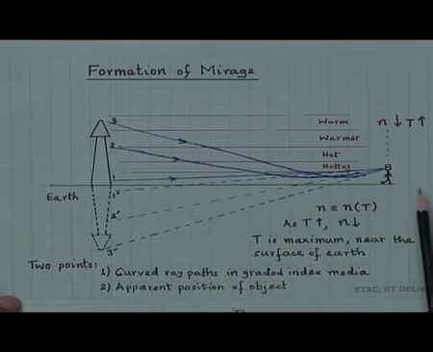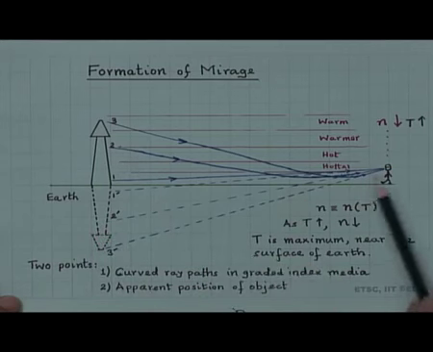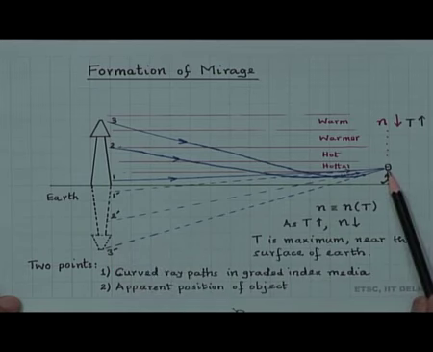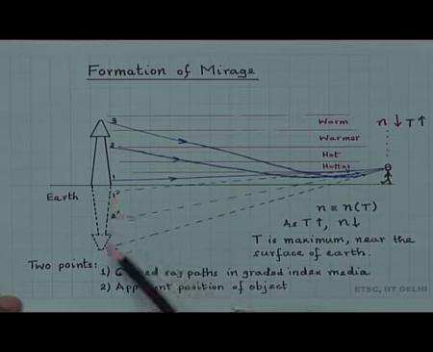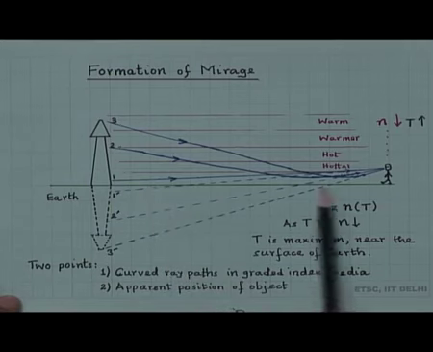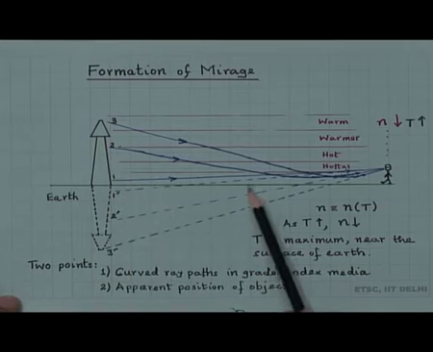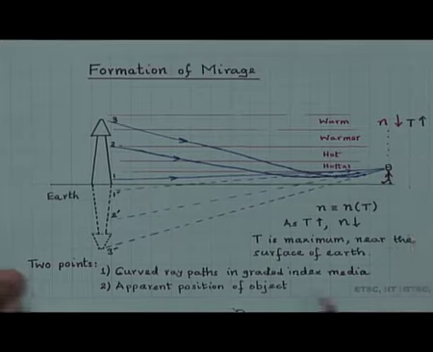There is no reflection, there are no mirrors here, but because of the bending of the rays, the observer sees the apparent position of the object to be here, which is like having a reflection. So, if I had a mirror here, then rays would have come here and it would have reflected back.